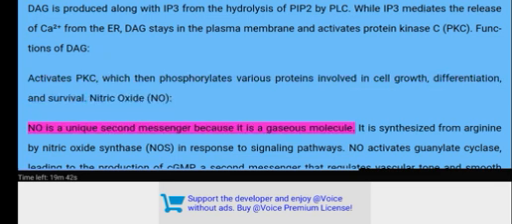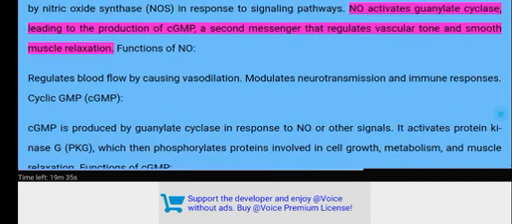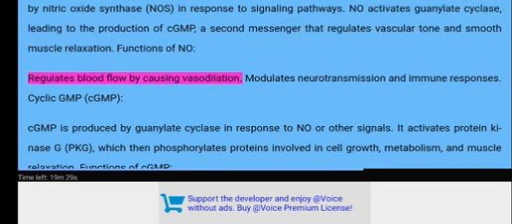Nitric oxide, NO. NO is a unique second messenger because it is a gaseous molecule. It is synthesized from arginine by nitric oxide synthase (NOS) in response to signaling pathways. NO activates guanylate cyclase, leading to the production of cGMP, a second messenger that regulates vascular tone and smooth muscle relaxation. Functions of NO. Regulates blood flow by causing vasodilation. Modulates neurotransmission and immune responses.